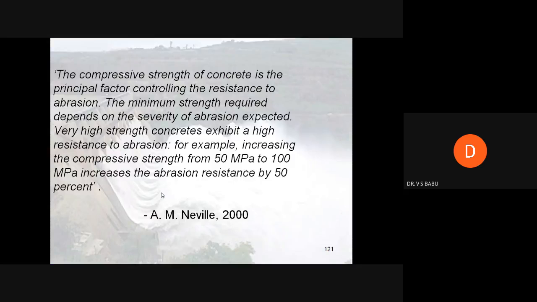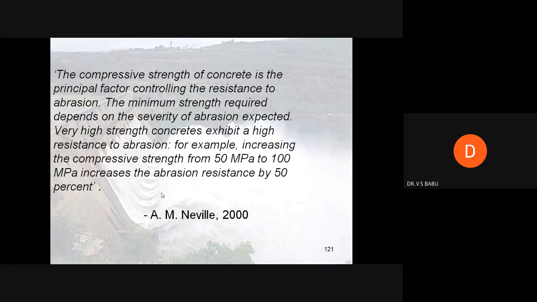Next, A.M. Neville is a famous person in concrete technology. The compressive strength of the concrete is the principal factor controlling the resistance to abrasion. That means if you are using high compressive strength, obviously you may expect a non-deteriorating concrete structure. The minimum strength required depends upon the severity of the abrasion expected. Very high strength concretes exhibit a high resistance to abrasion. For example, increasing the compressive strength from 50 MPa to 100 MPa increases the abrasive resistance by 50%.